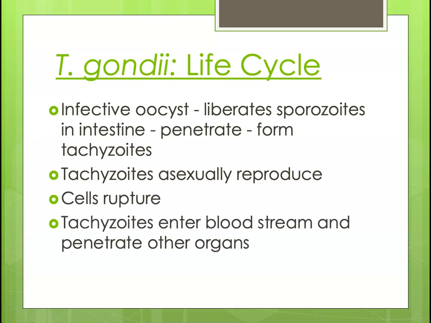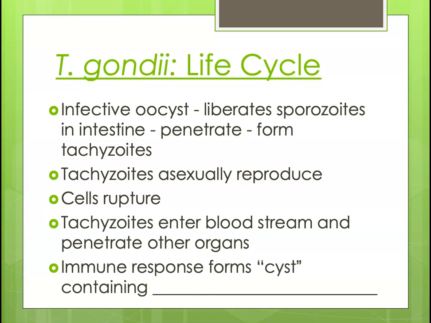So if we were to ingest that infected oocyst from the cat's feces, inside the oocyst are called sporozoites. The sporozoites would be released, they would penetrate the intestinal wall, and they would transform into tachyzoites. So we have two new words here, tachyzoites and bradyzoites for Toxoplasma.